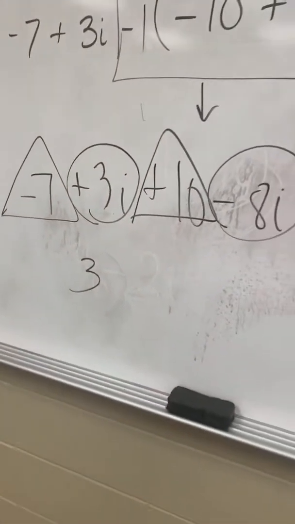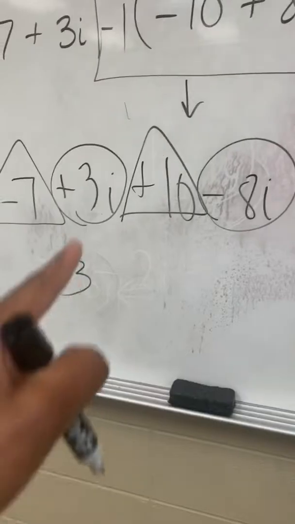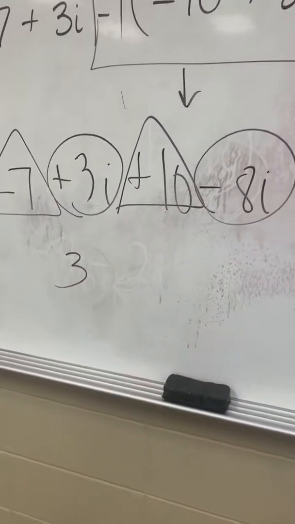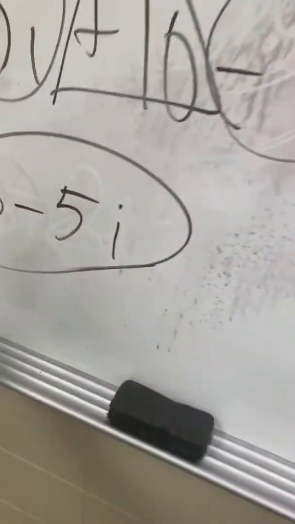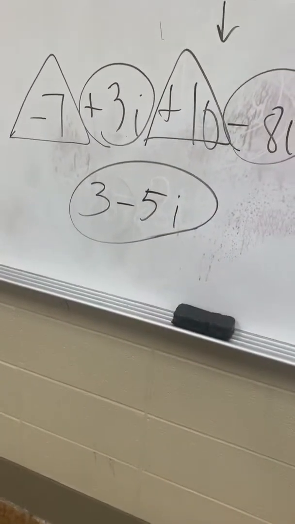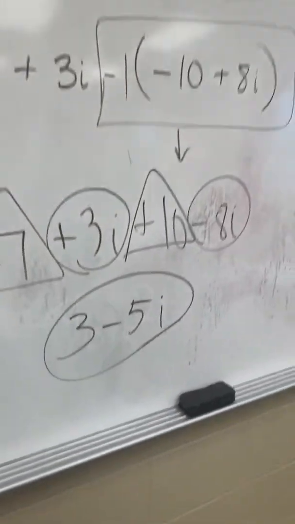Now over here, I might use a different shape, so I might use circles there. So now I'm focusing on the circles. I have 3I minus 8I. So we know that 3 minus 8 is a negative 5. So what I have is a negative 5I. And what I've done was simplify my like terms. That's it.